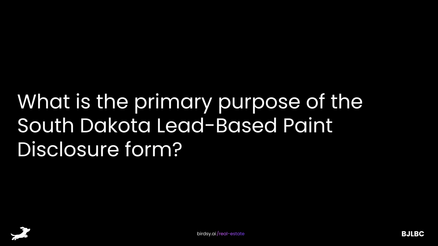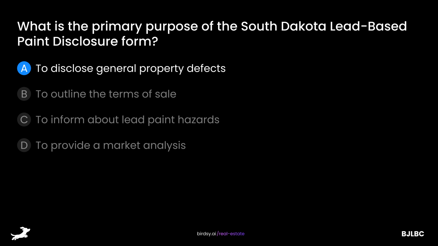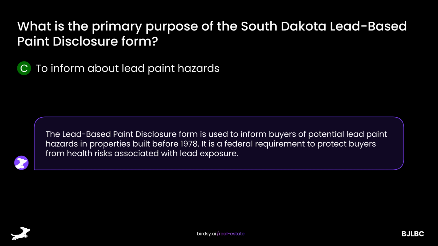What is the primary purpose of the South Dakota lead-based paint disclosure form? Is it A, to disclose general property defects, B, to outline the terms of sale, C, to inform about lead paint hazards, or D, to provide a market analysis? The answer is C, to inform about lead paint hazards. The lead-based paint disclosure form is used to inform buyers of potential lead paint hazards in properties built before 1978. It is a federal requirement to protect buyers from health risks associated with lead exposure.